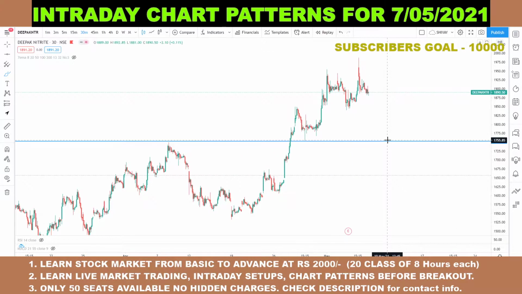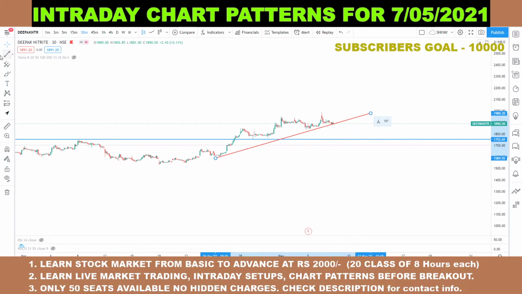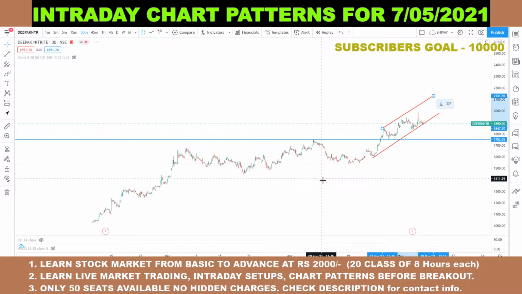Now let's analyze Deepak Nitrite. See, this stock is turning a bit bearish for me, but in the long term it is a super bullish kind of stock. If it goes below this region, you can short this stock.